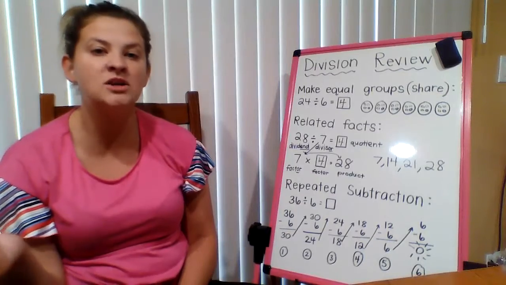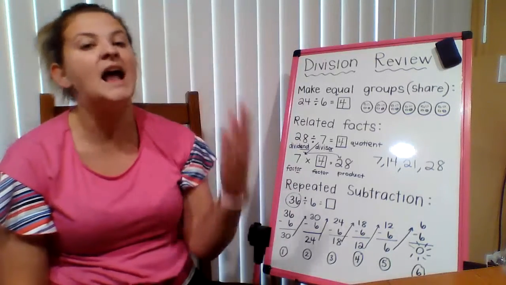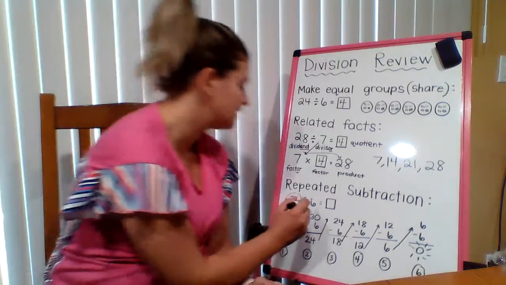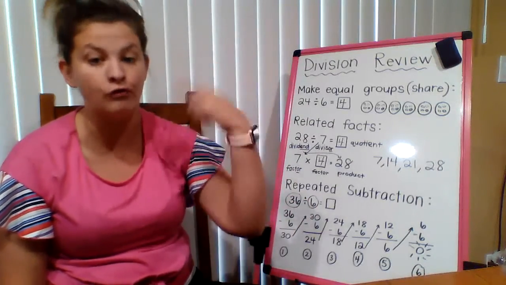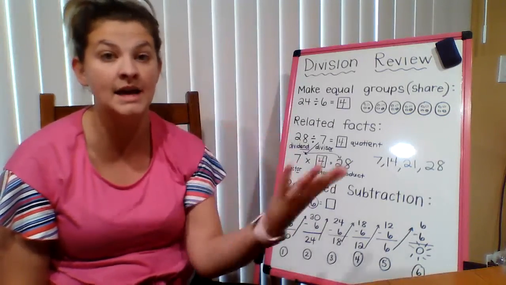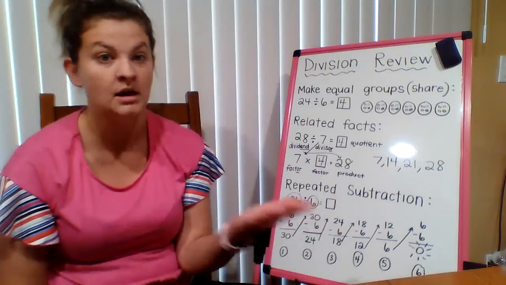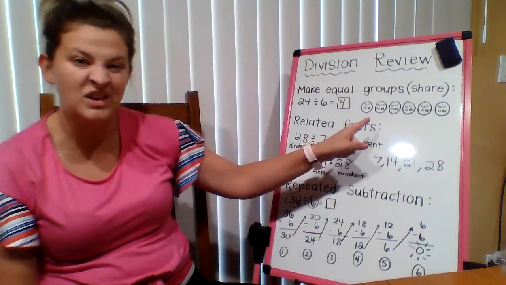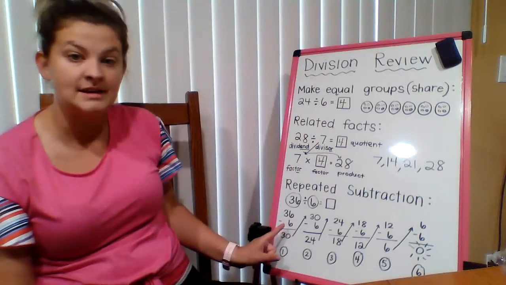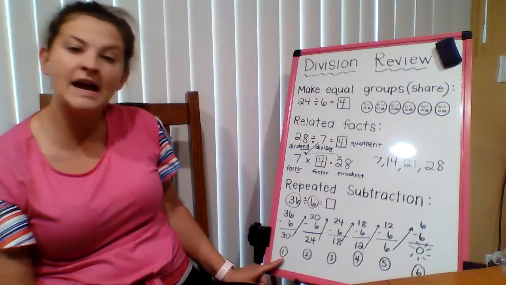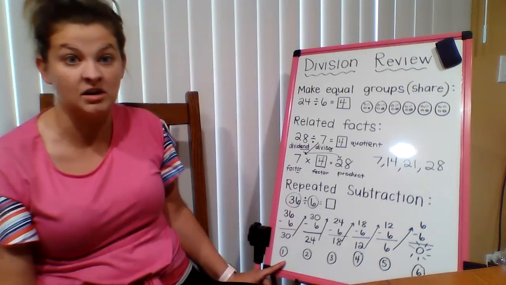So repeated subtraction means that I'm going to take this number, 36, and I'm going to subtract 6 over and over again until I get to none, until I have no more to share, okay? It's kind of like this method, if you think about it, right? So if I have 36 and I take away 6, I have 30, which means that I have one group of stickers that I took away. So this is student number 1 that got some stickers, right?